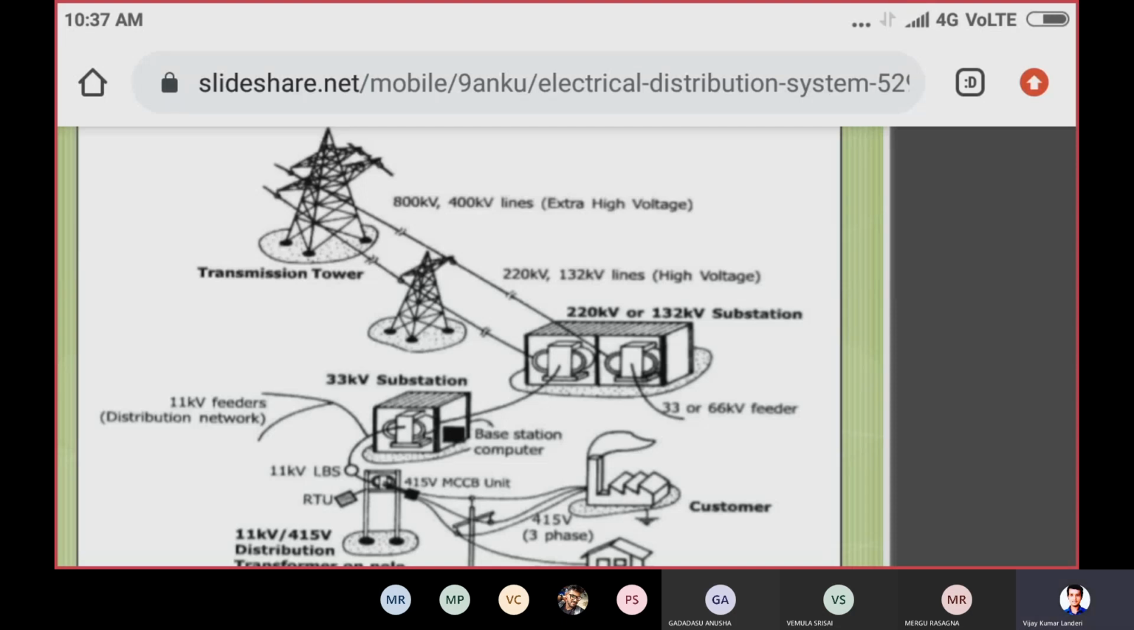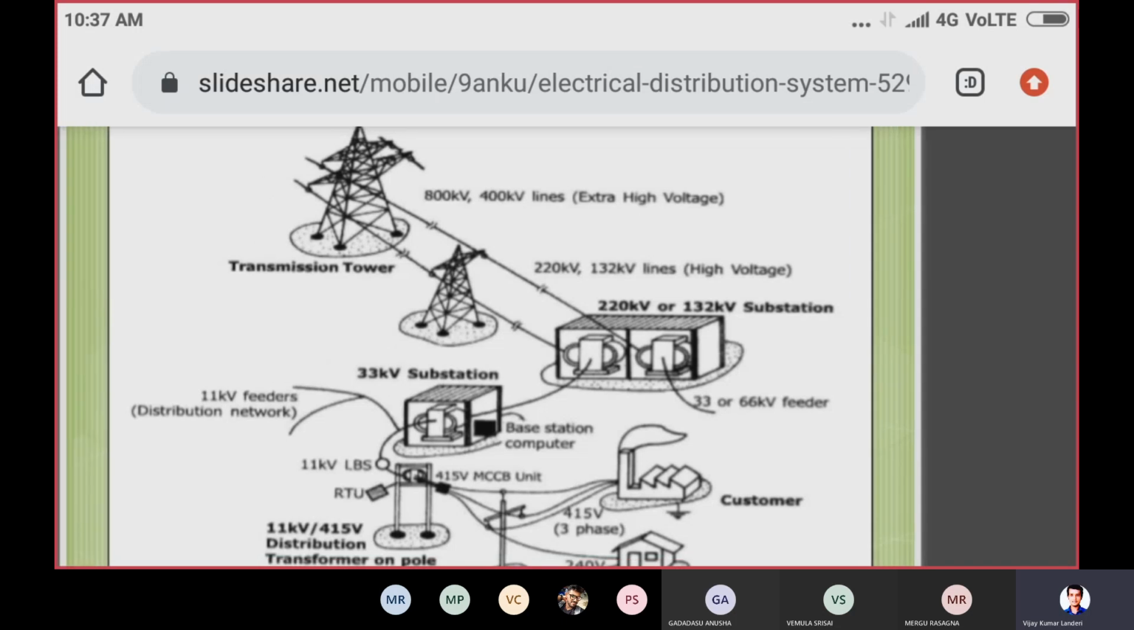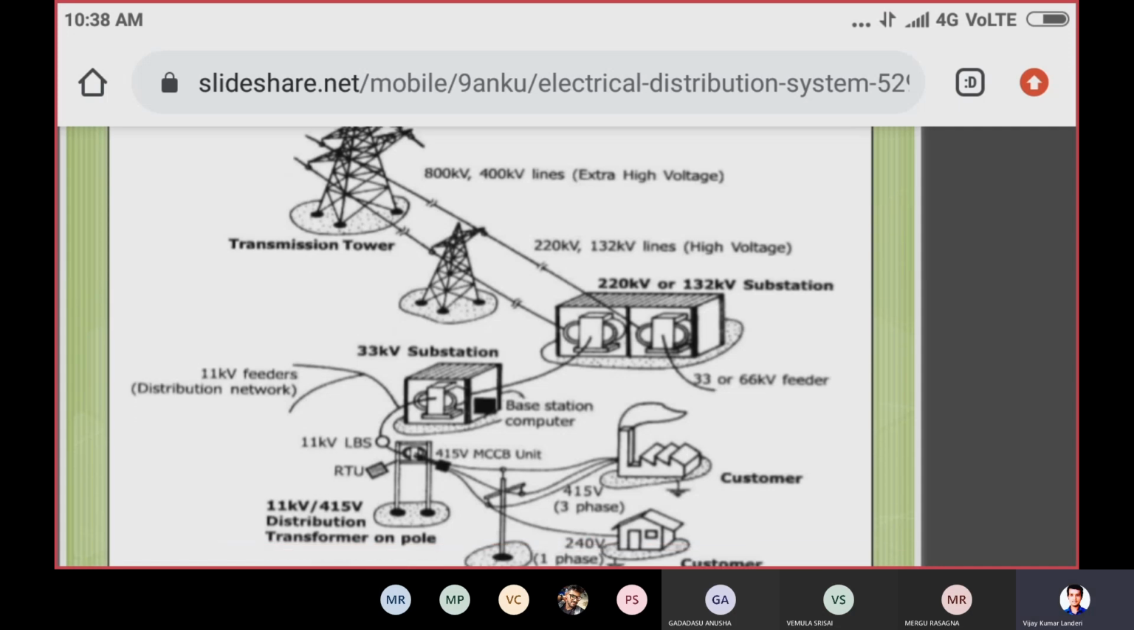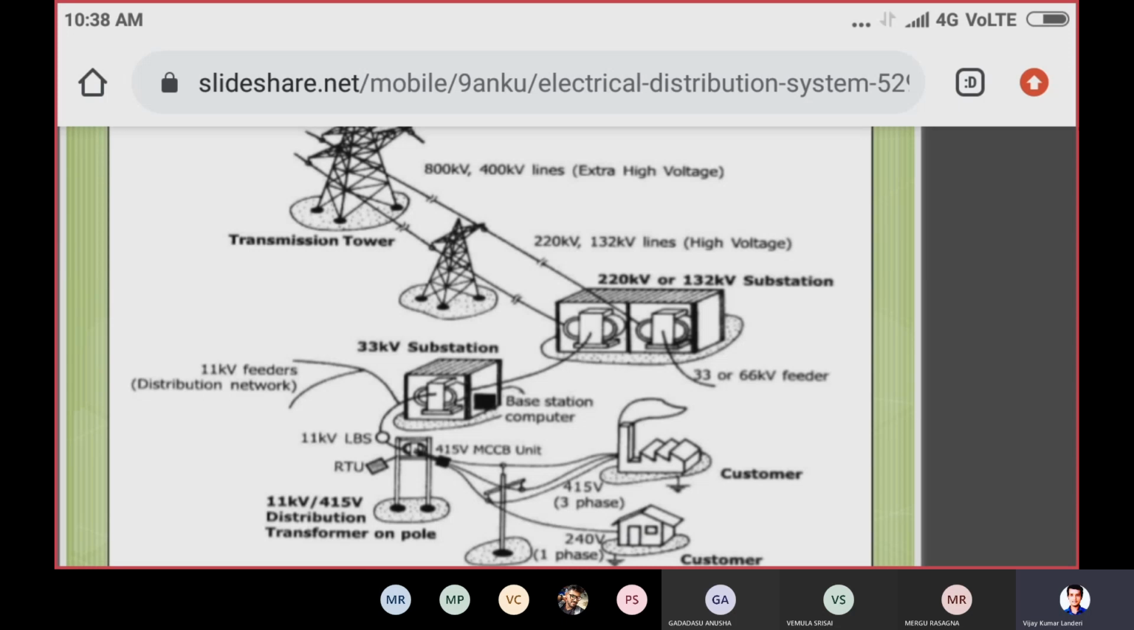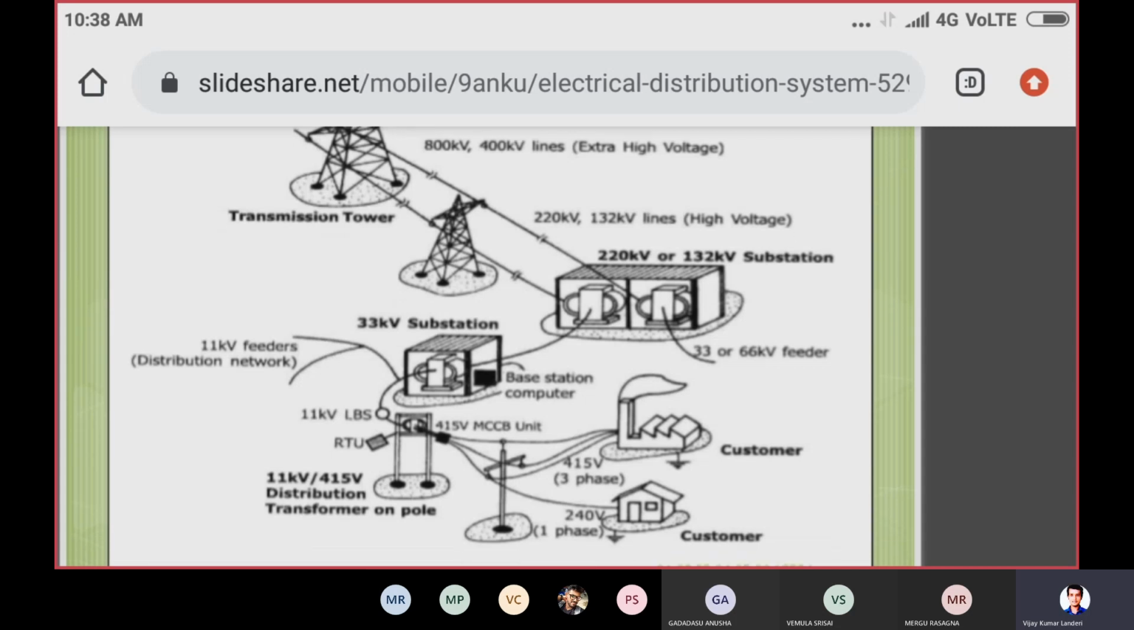In the 33 kV substation, the voltage is stepped down from 33 kV to 11 kV. These 11 kV feeders are also called the distribution network. Again, this 11 kV is fed to the distribution transformer, which will generally be on a pole, where the voltage is stepped down to 415 volts. Here this 415 volts is given to the consumers.